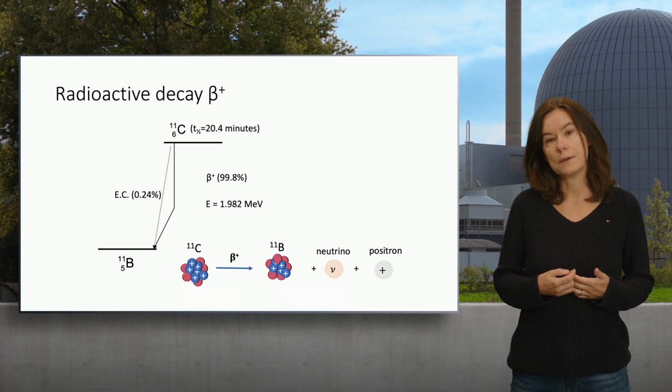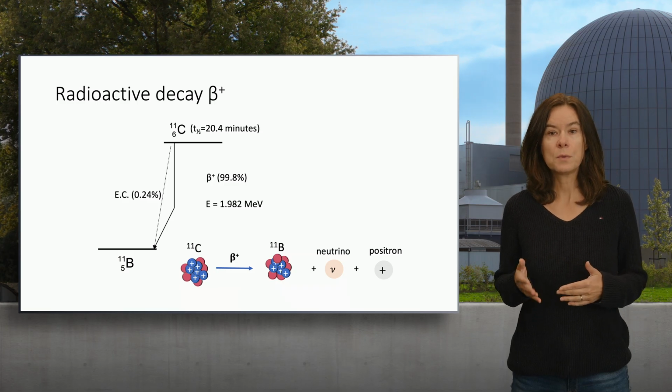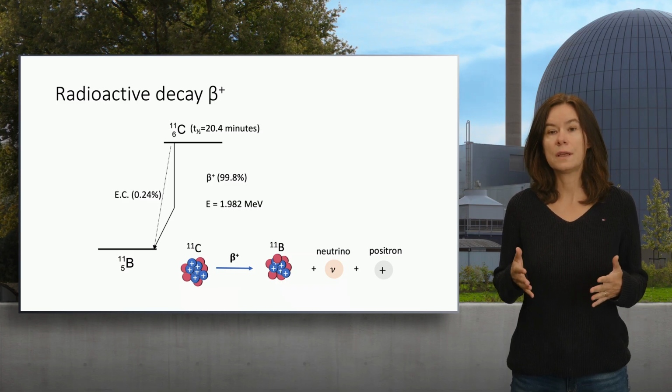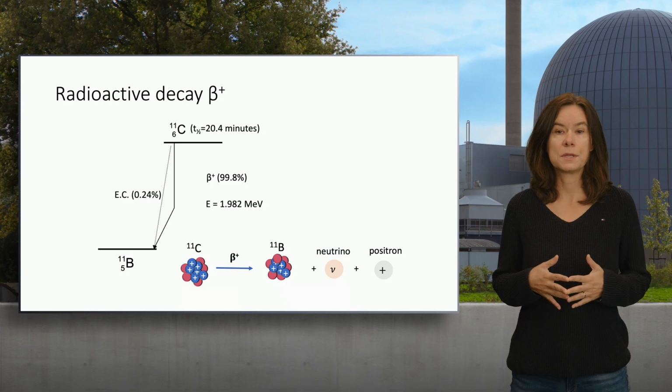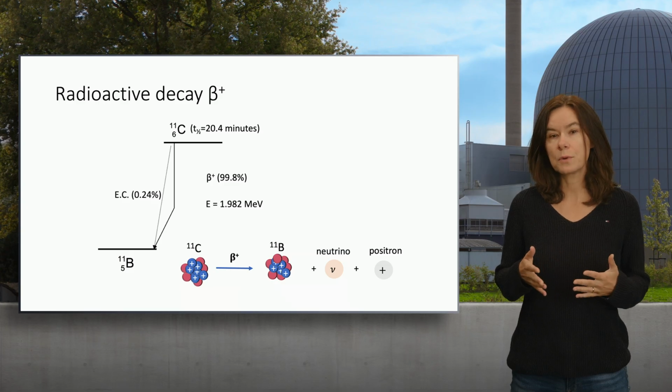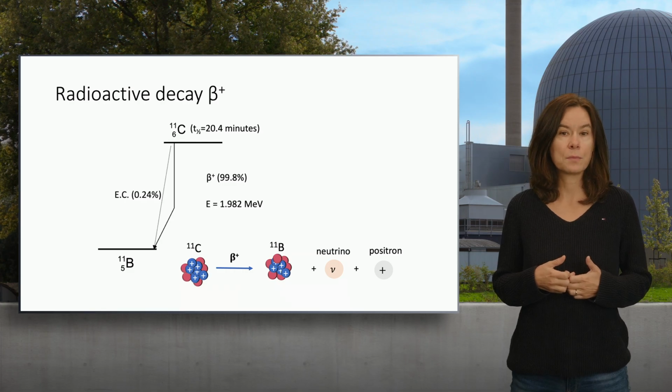Carbon-11 decays to boron-11. Boron has 5 protons, one less than carbon-11, but the mass number for both is still 11. In this figure, you can see that this nuclide does not decay 100% by the emission of a beta plus particle, but also by another process abbreviated here with EC, which stands for electron capture. Electron capture decay process will be discussed next.